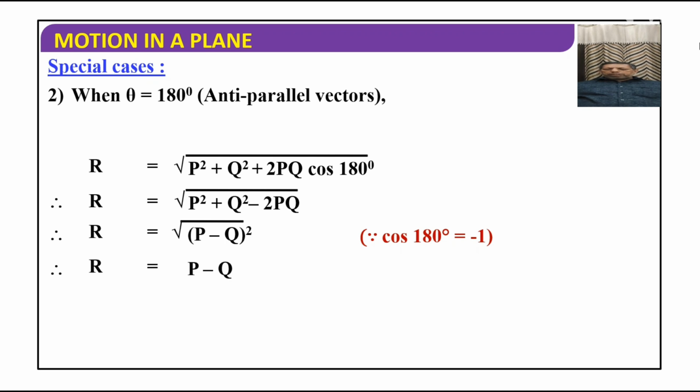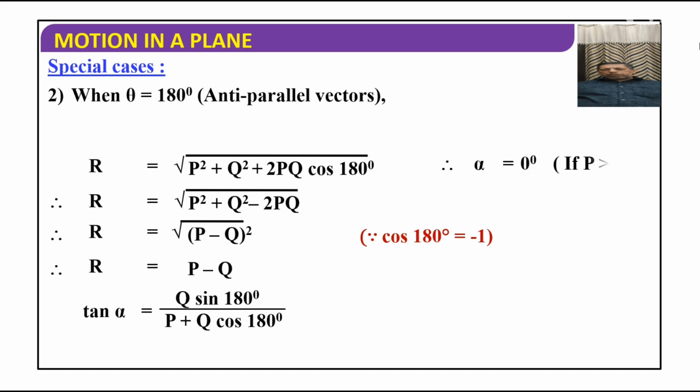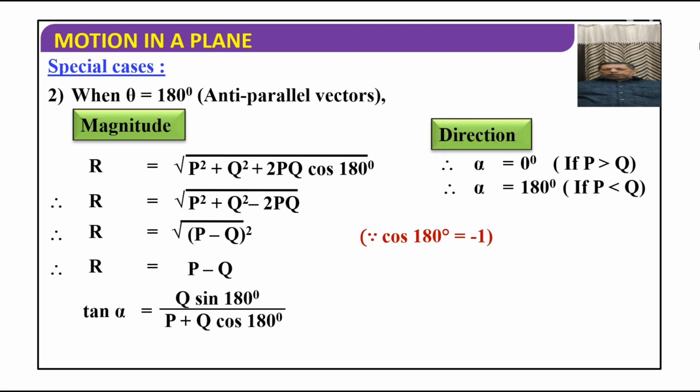And alpha: tan alpha is Q sin of theta over P plus Q cos of theta, where theta is 180. Alpha is equal to 0 because sin 180 is 0. This happens if P is greater than Q, or alpha is equal to 180 if P is less than Q. If P is greater than Q, alpha is equal to 0. If alpha is equal to 180, then P is less than Q. So we have got both the magnitude and the direction.